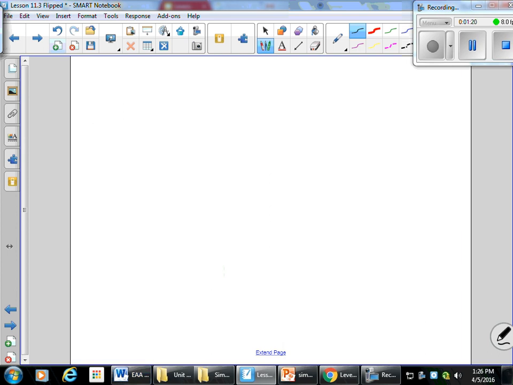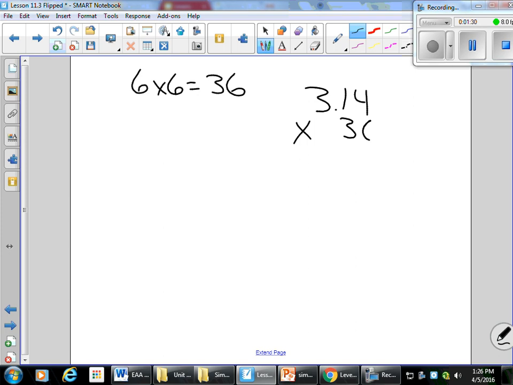So I'm going to go 6 times 6 equals 36. That's what my radius squared is. So I'm going to go 3.14 times 36. I'm going to show my work because this is going to be some good practice for what we're going to be doing in the future. 4 times 6 is 24. 6 times 1 is 6, plus 2 is 8. 6 times 3 is 18.